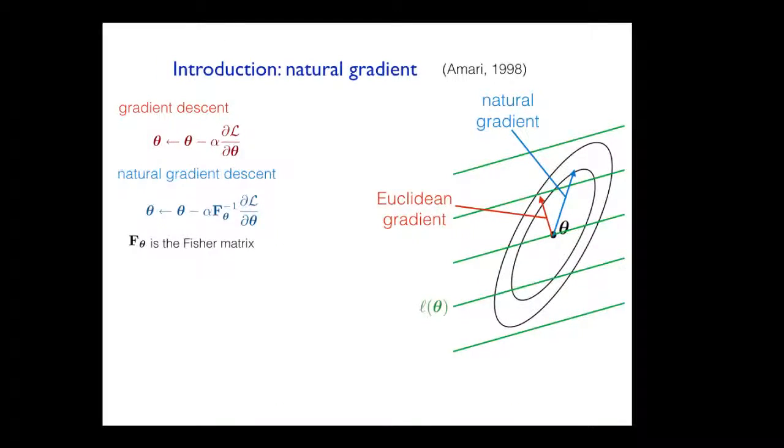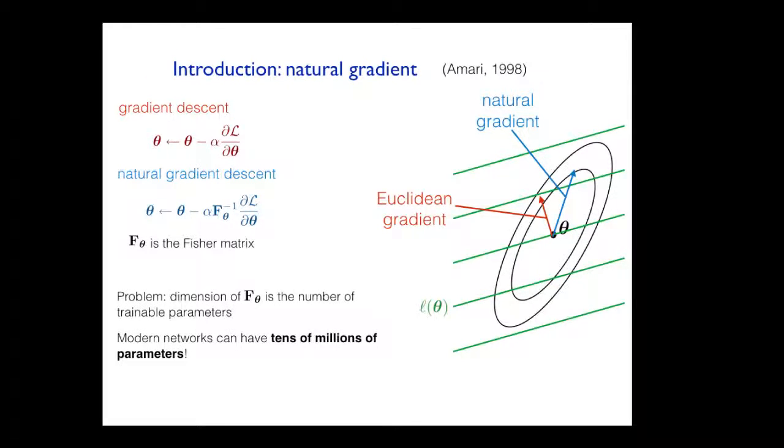Unfortunately, the formula for the natural gradient consists of the inverse of the Fisher matrix. And I'll tell you later what the Fisher matrix is. But it's the inverse of the Fisher matrix times the log likelihood gradient. And the dimension of the Fisher matrix is the number of trainable parameters in the model. And modern neural nets can often have tens of millions of trainable parameters. And so we can't explicitly represent a 10 million by 10 million matrix, let alone tractably invert it. And so what can we do?